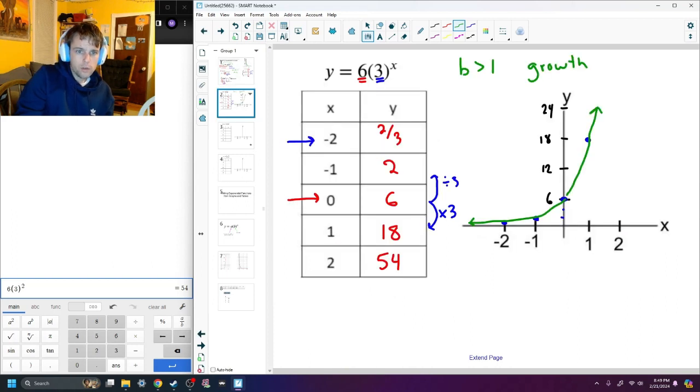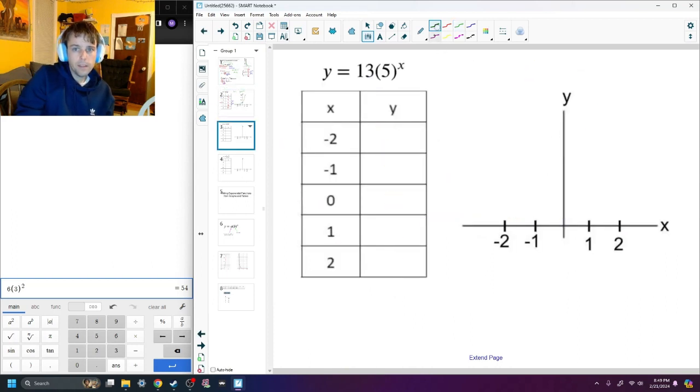All right, let's go ahead and do another example. Here we have 13 times 5 to the x. So again, at our 0 value here, we're going to have 13.